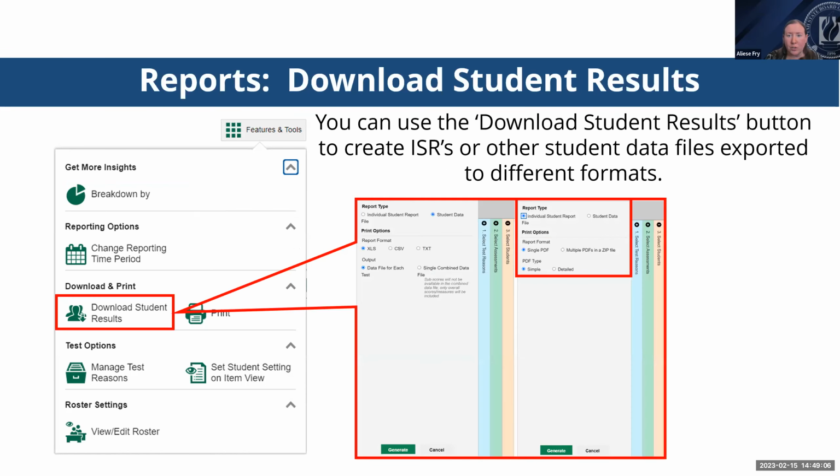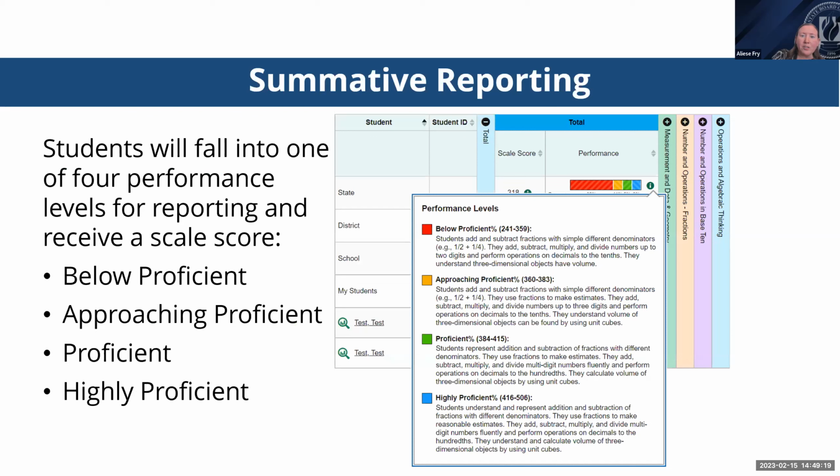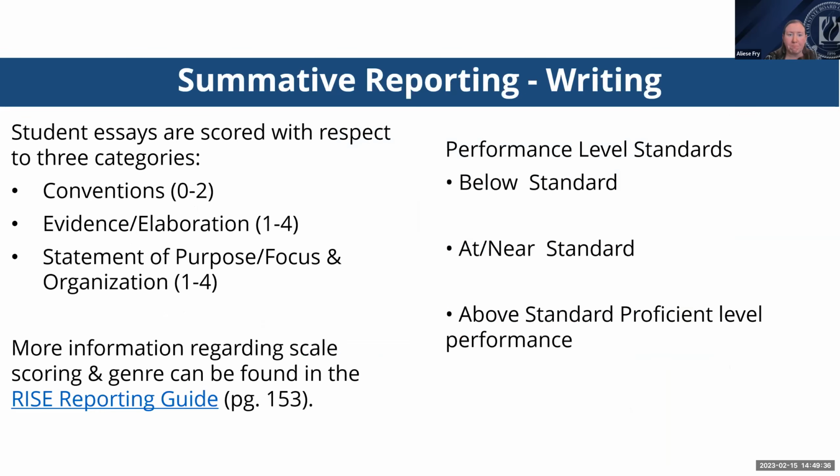The download student results box is also where you can print your ISRs. You can print them from the screen using just a little print icon there. It's important to know that the summative assessments are going to fall into these reporting categories. When you click the little eye icon, this performance level table will show up, and it also shows the range for the scale score, which correlates to the proficiency level, okay?